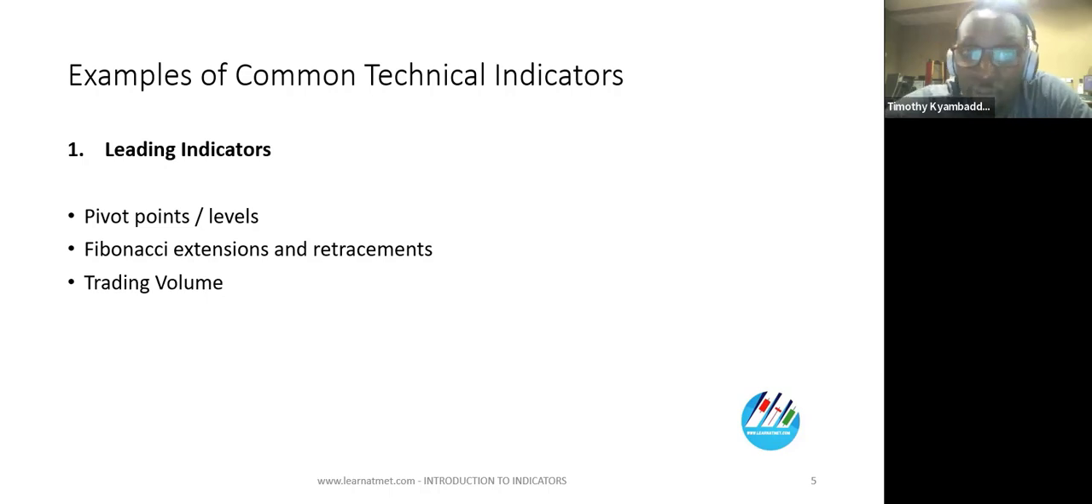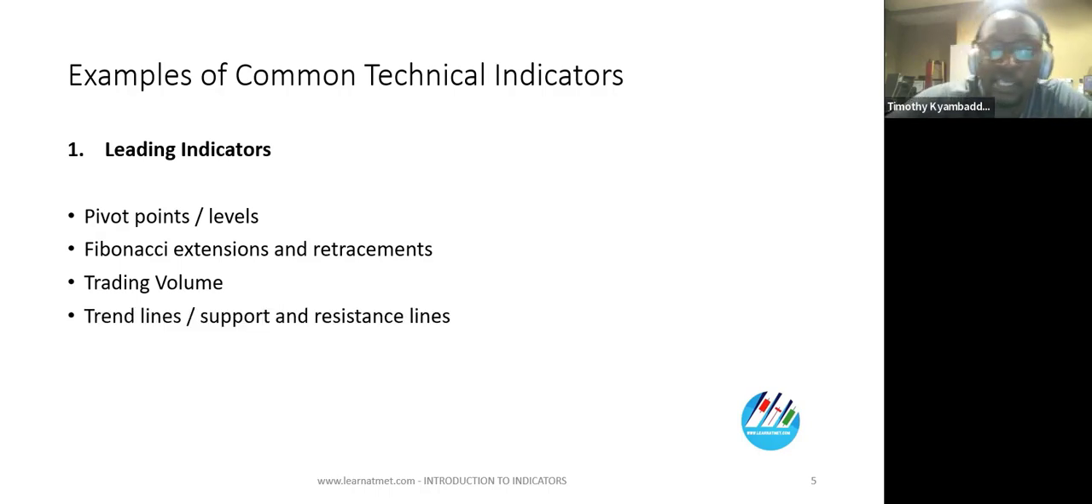Okay, we have trading volume, the amount of volume in the market at a time. We shall show you how to use the trading volume, and also look out for other indicators. There are very many indicators out there that incorporate trading volume in their analysis. But lastly, another example of the leading indicators is the trend lines, or the support and resistance lines. And you will see that all these leading indicators are similar in a certain way. For those of you who are already traders, they have a similarity to them.